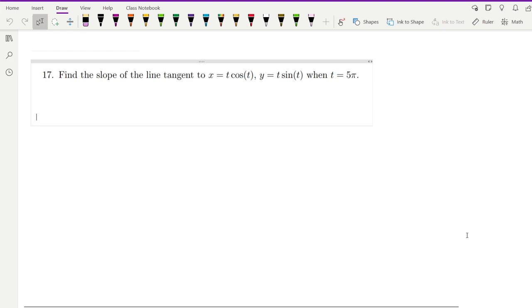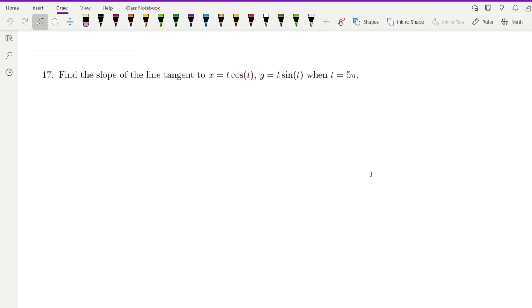Okay, so in this problem, we are asked to find the slope of the line tangent to a curve defined by parametric equations at a particular value of t. And so really this is asking us to find dy/dx at t equals 5π. And this is another formula that will be on your formula sheet anytime you're dealing with parametric equations.